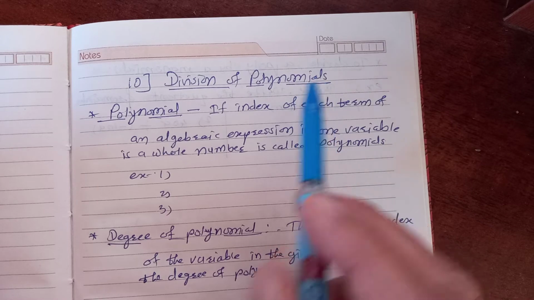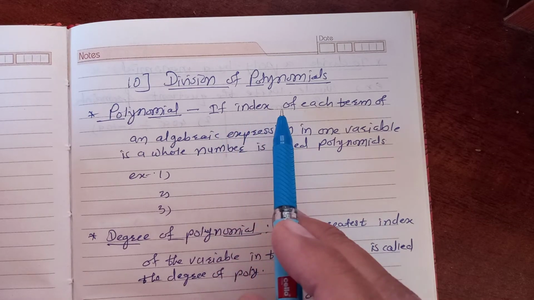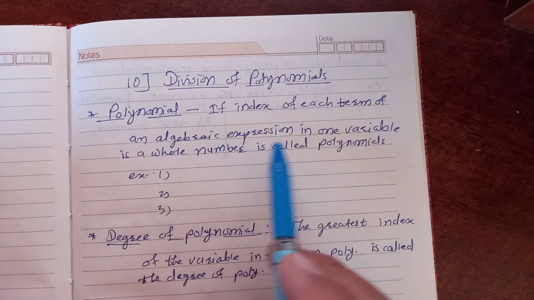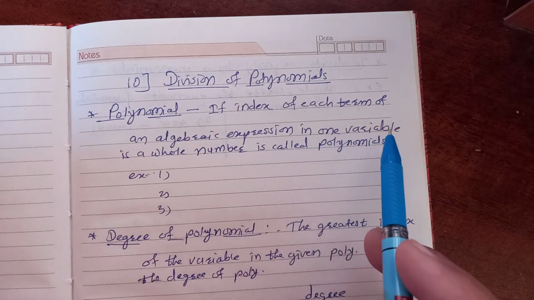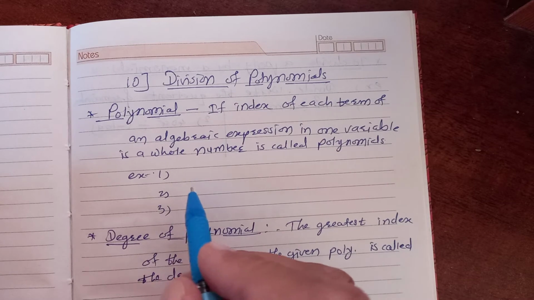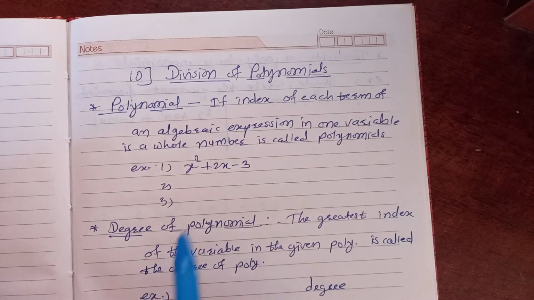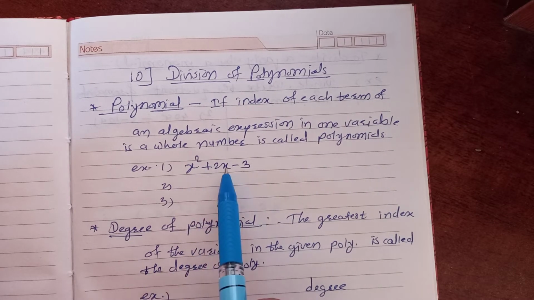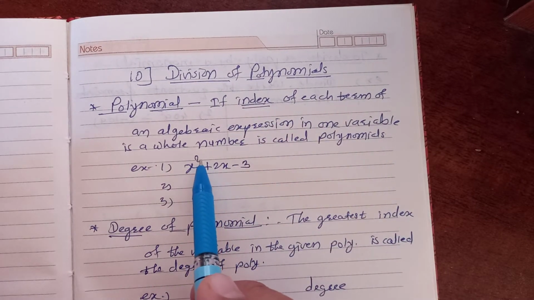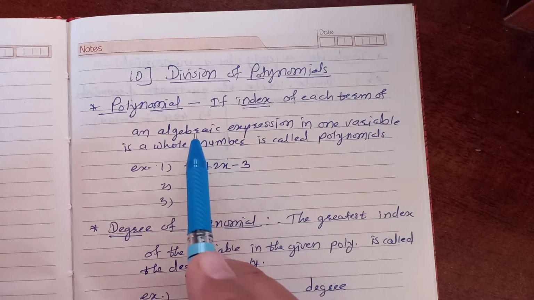Now you know polynomials, but for revision we will see the definition. Polynomial means: if the index, meaning the power, of each term of an algebraic expression in one variable is a whole number, it is called a polynomial. For example, x square plus 2x minus 3. Suppose this is the polynomial. See the variable and the index or power: here 2 and here 1. Both 1 and 2 are whole numbers, so this is a polynomial.